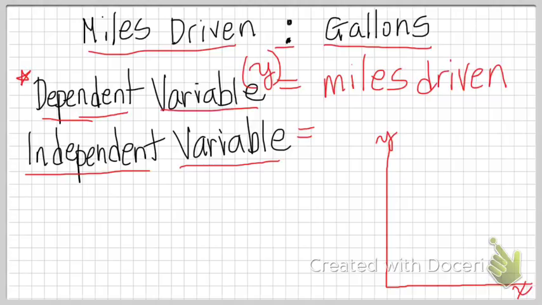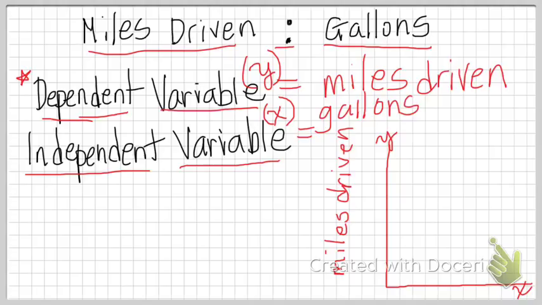If I was to create a coordinate graph of miles driven, the independent variable is the x, and it's the one that I can change. So in mom's case, if I put 10 gallons of gas in my tank, I know that I can go 280 miles, so 28 times 10. It is the one that I can change.